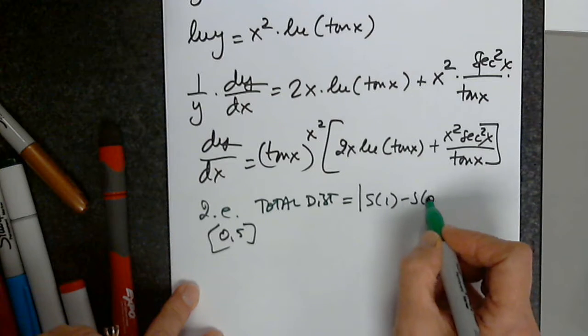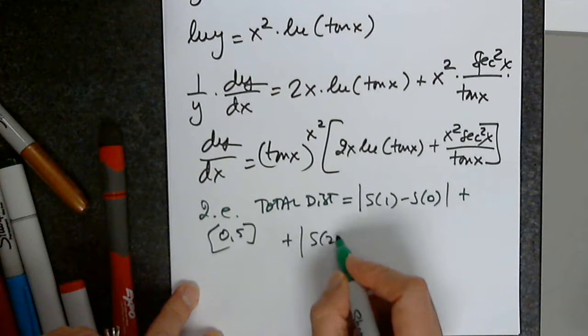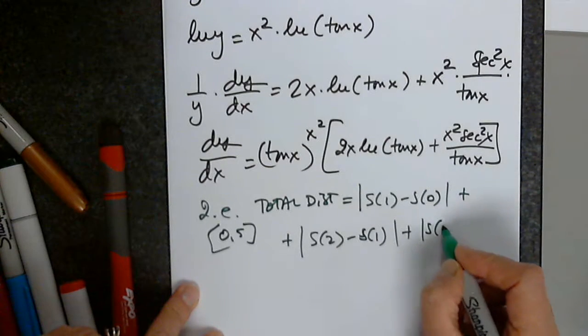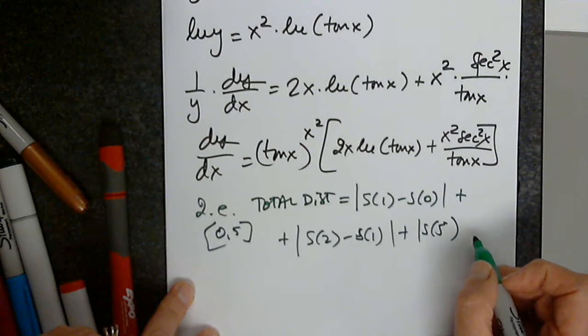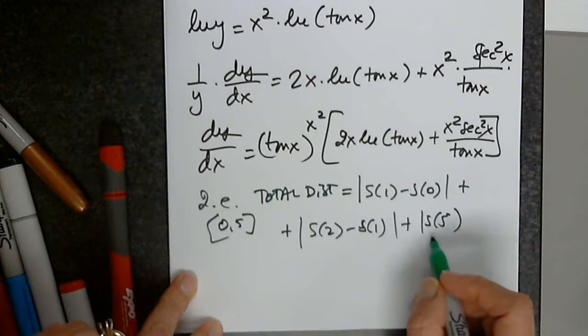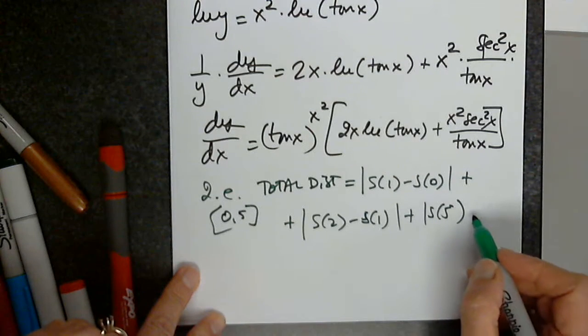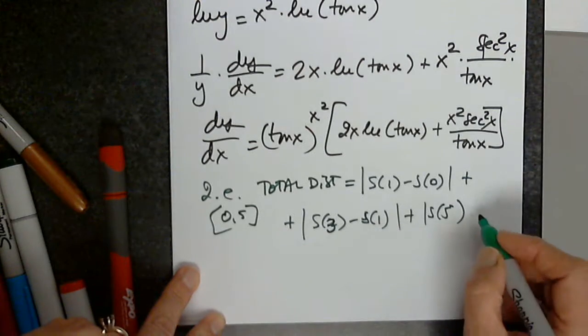No, I'm jumping here. It's not possible. Let's do 5 minus 2. So this is 3 here. Okay, then it works.